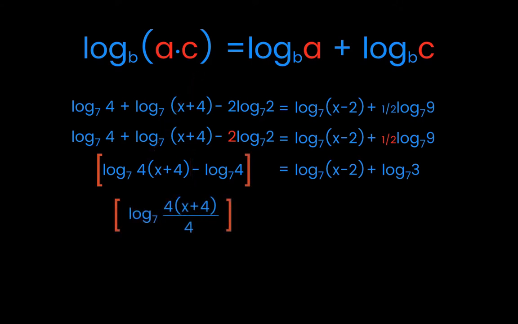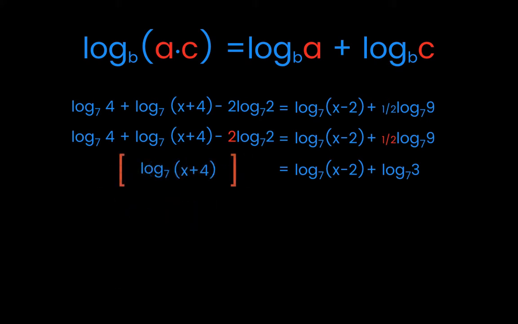Then I'm widening my focus and looking at that minus sign. With that minus sign I can use the quotient rule and divide 4 times x plus 4 by 4. As you can see here, I'm showing my previous steps so you can see what my thinking was as I'm going down the line. I'm going to simplify that, and the 4s cancel out, leaving me with log base 7 of x plus 4. That's my left side term.